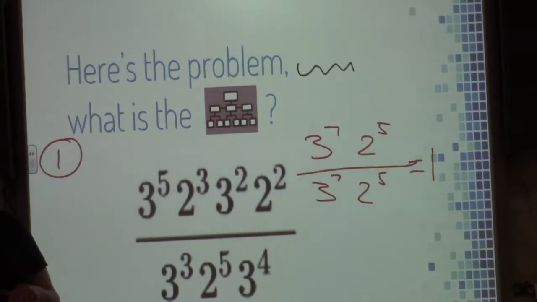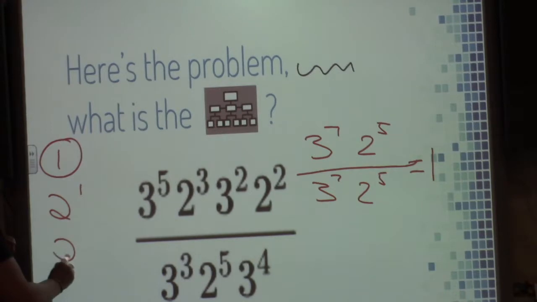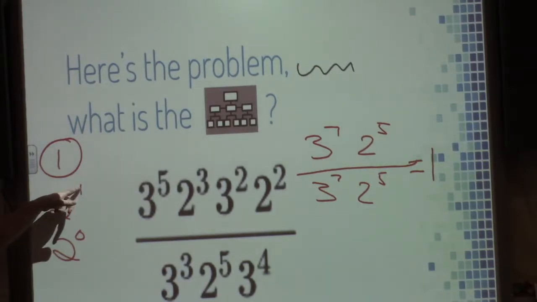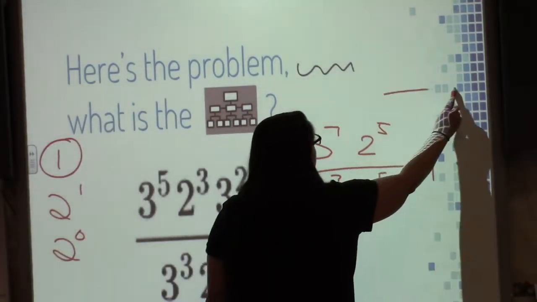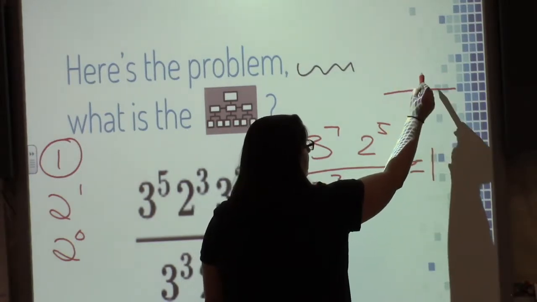Let's think about it. Which one is it? Wait, 2 to the 0. It's 1. Jenna? So 2 to the first power is always going to equal 1? Oh no, I'm sorry, I meant 0. Let's try again. Zero. Okay, so I need somehow for this numerator to be a power.